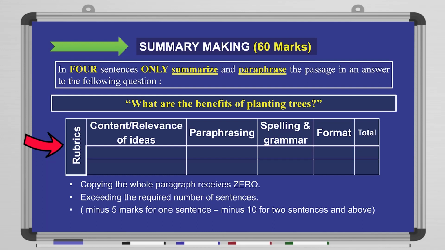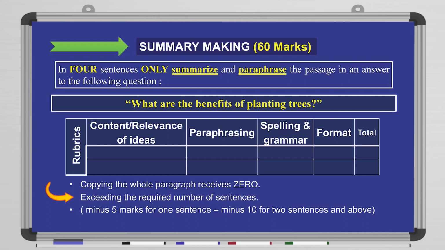In the rubric, you'll find many things that you have to keep in mind. First of all, it's the content and relevance of ideas, making sure that your ideas and your answers are related to the text. Number 2 is paraphrasing. You write in your own words. Make sure that your spelling and grammar are perfect, so you don't lose marks over those. And make sure the format is in paragraph format, not in points. Copying the whole paragraph receives 0, so please don't do that. We only want 4 simple sentences.